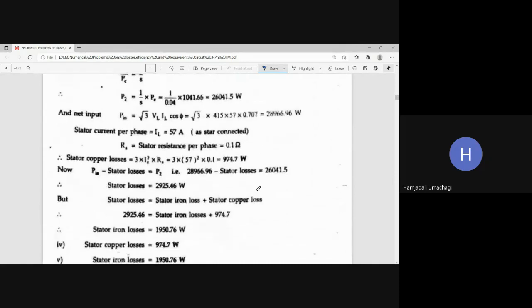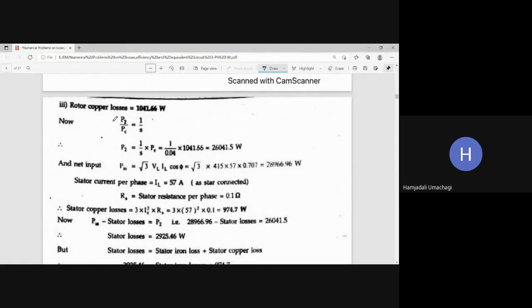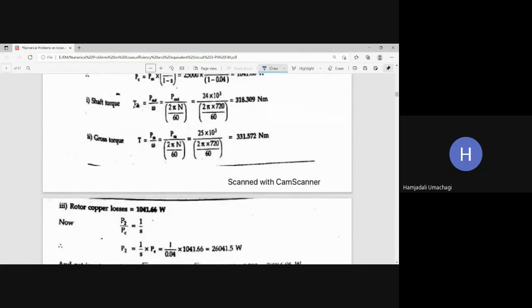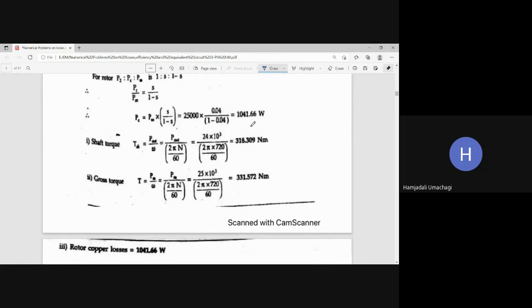Okay, then we should calculate the third parameter, that is nothing but the stator iron loss. In order to calculate the stator iron loss, these are the steps necessary. Firstly, we calculate the rotor copper loss, which we have already calculated: rotor copper loss is 1041.66.